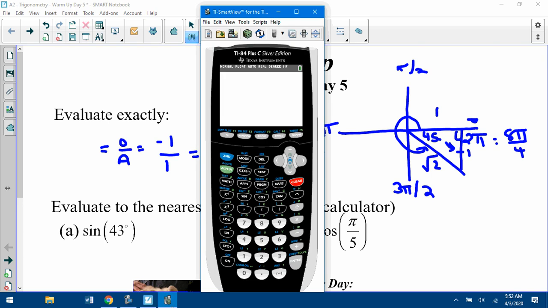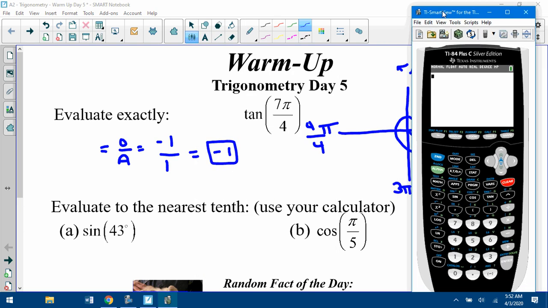Alright, so it didn't say, but if you wanted to check that on your calculator, you could pretty easily. You need to be in what mode? Radian. So mode, I'm in degree right now, so I'm going to switch over to radian. And then if I just type tangent of 7 pi over 4, I end up with negative 1. Check. Okay, so that brings me to these ones too.